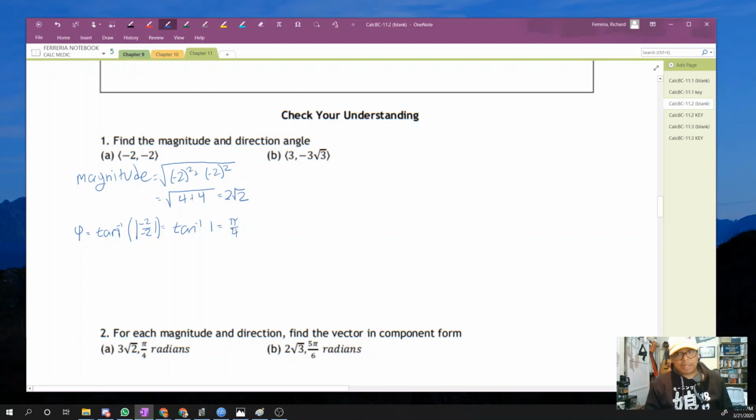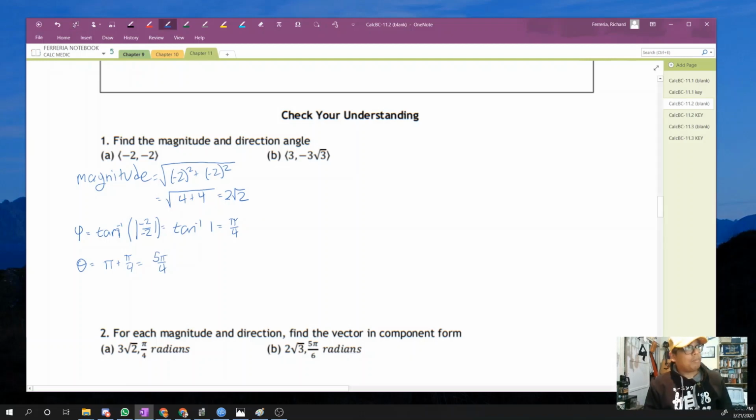Next thing we're going to do is take a look at the quadrant information so we can figure out what we need to do with that reference angle, whether we need to add or subtract it from pi or 2 pi. This is negative 2, which lands us squarely in quadrant 3. We're in quadrant 3 now, so the angle theta is going to be equal to pi plus pi over 4, which is equal to 5 pi over 4. So there's our magnitude and our direction angle. Let's take a look at letter B.